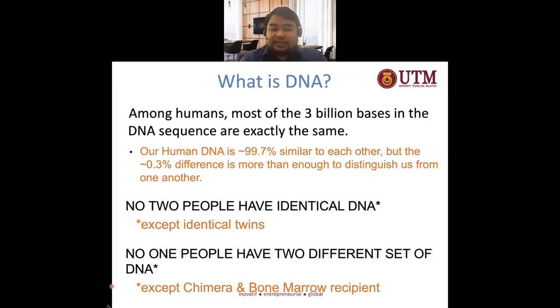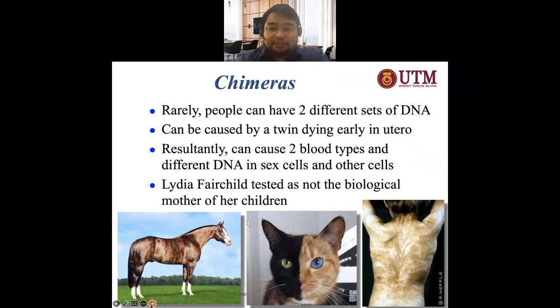So what does this mean? Now we are going to look into how chimeras and bone marrow recipients differ from each other. Basically, chimeras and bone marrow recipients are medical conditions. Chimeras are caused by a twin dying early in utero. So basically, they have two sets of DNA inside them. Maybe the sex cells have one DNA, and other somatic cells have another DNA. So basically, two sets of DNA due to this condition.